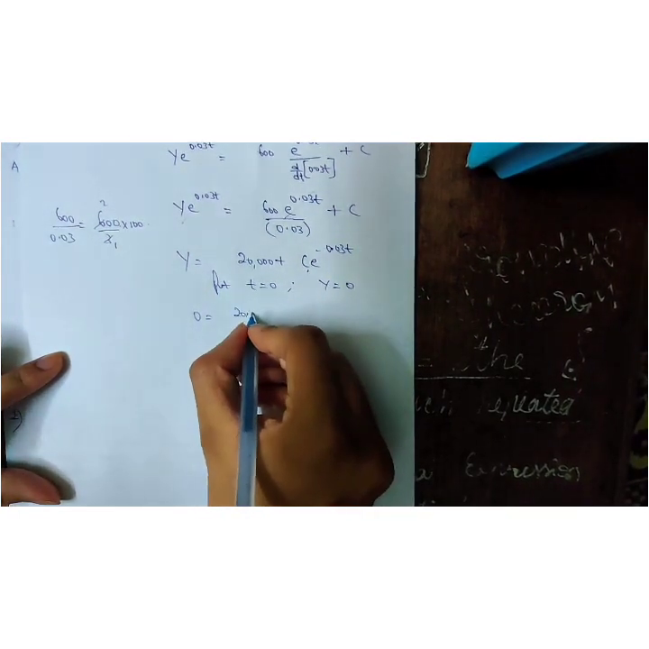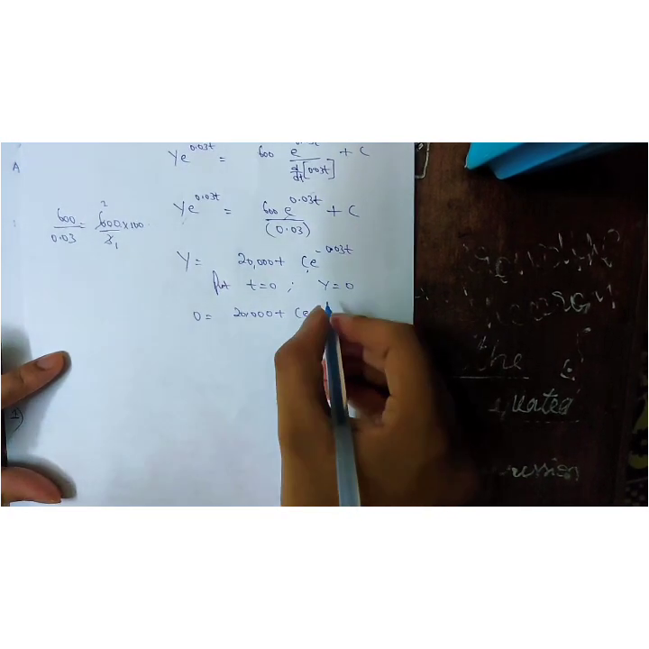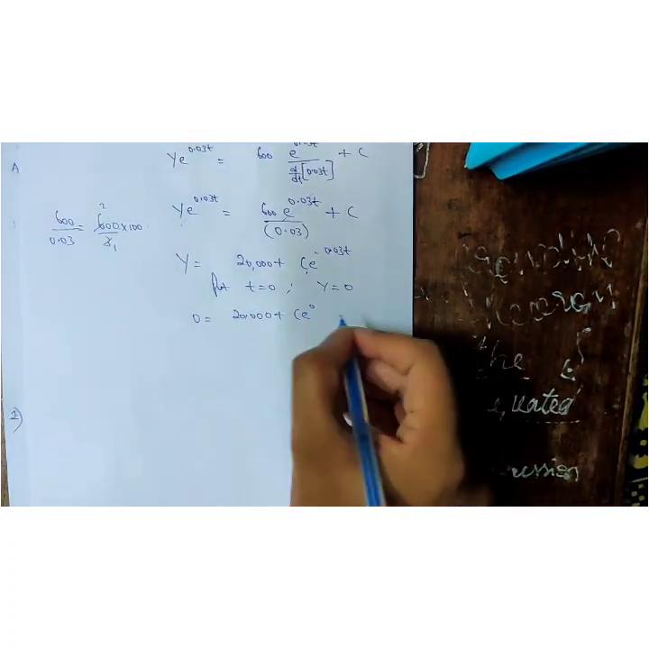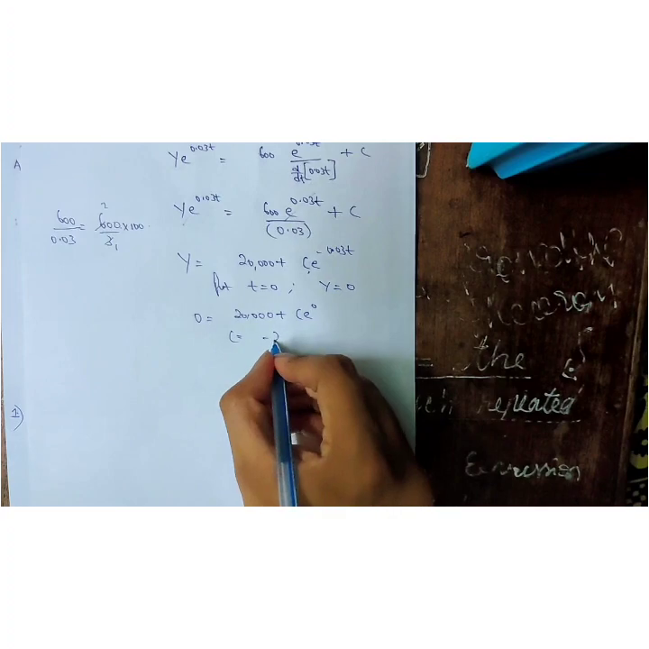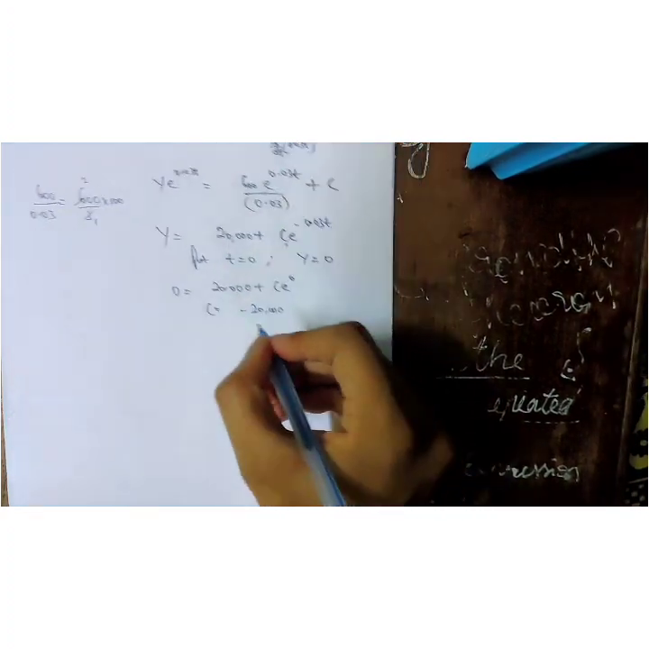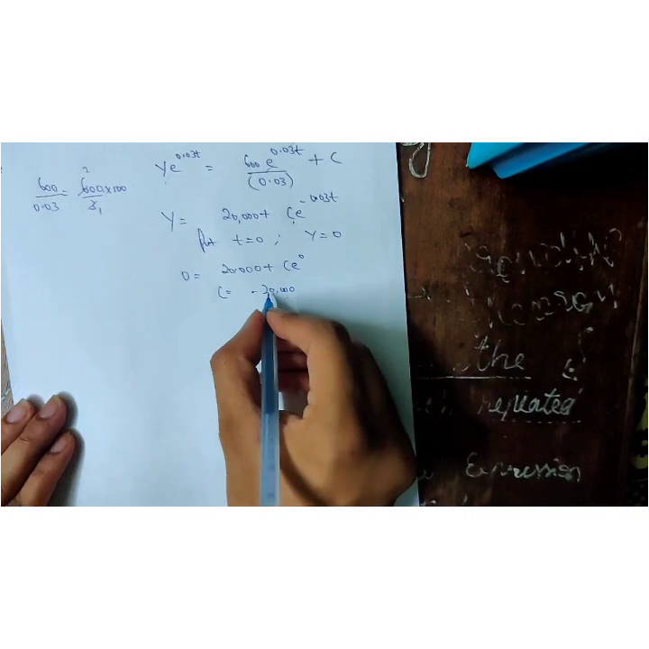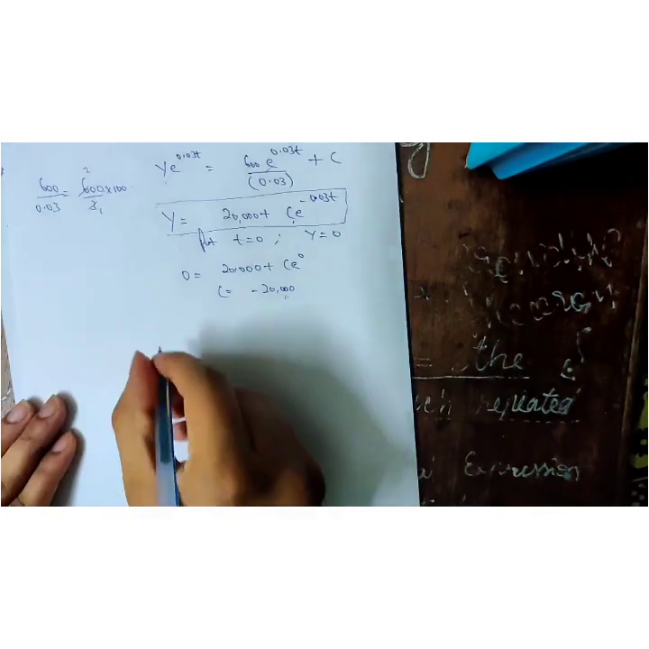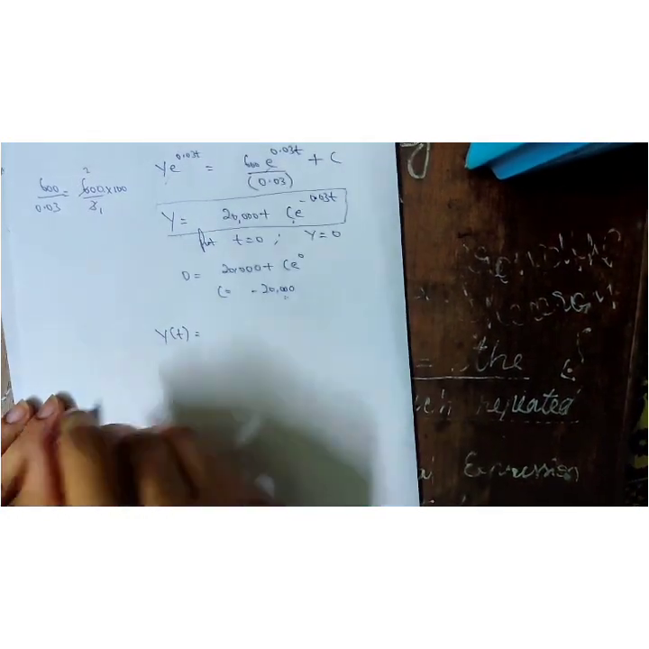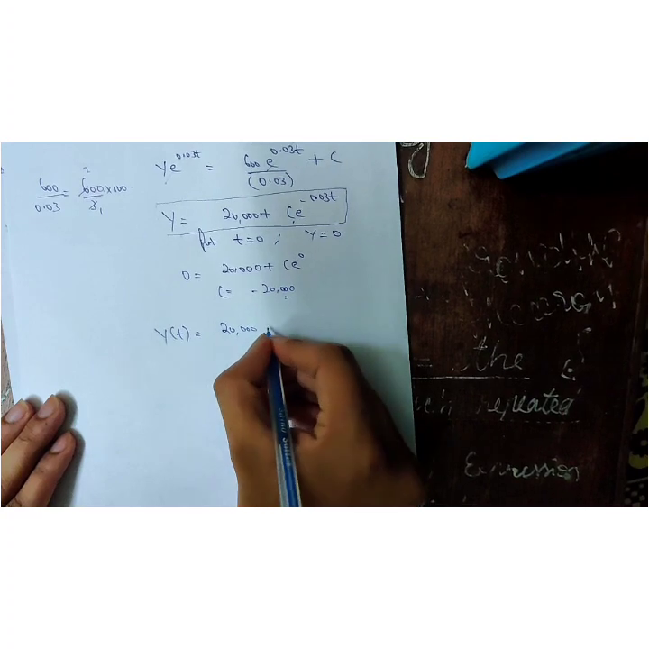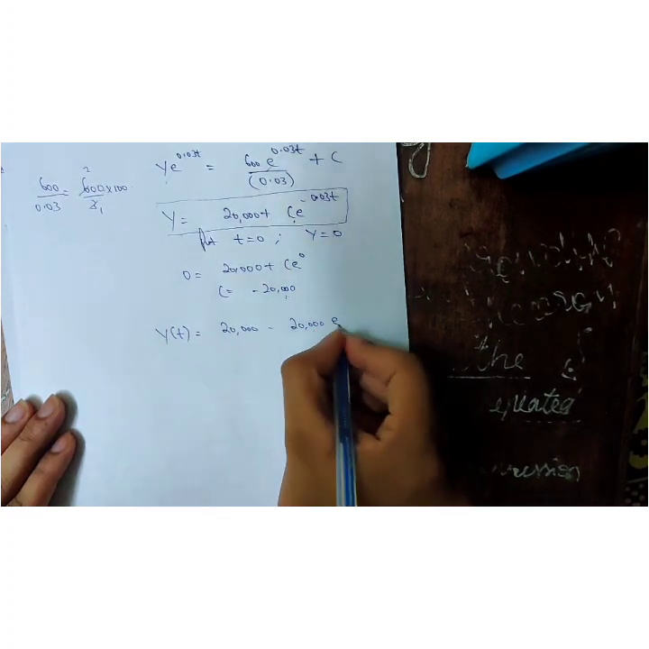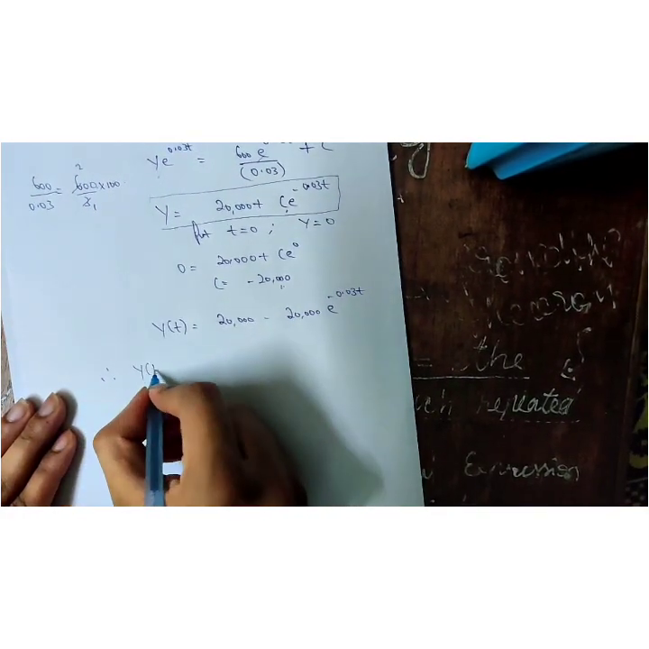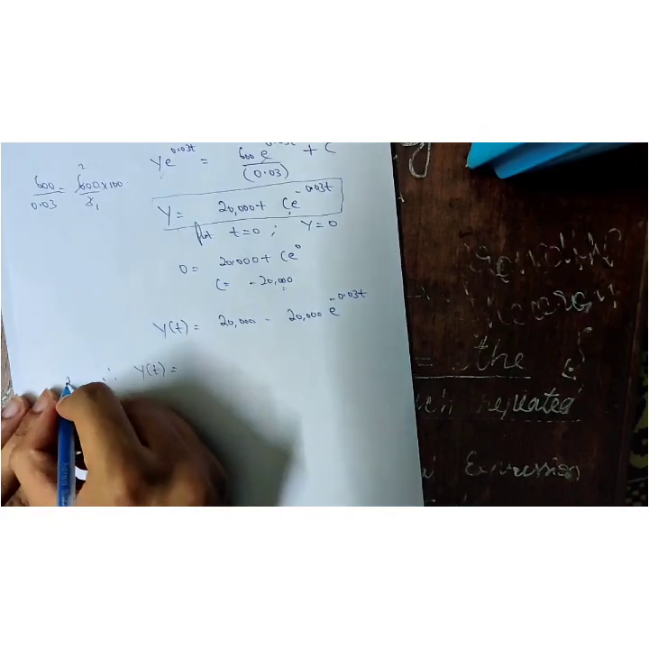So 0 is equal to 20,000 plus c into e to the power of minus 0.03 into 0. What is e power 0? Nothing but 1. So c is equal to minus 20,000. That is simple. Now put this value c is equal to minus 20,000 here in this equation, guys. We'll get y at any time t is equal to 20,000 minus 20,000 into e to the power of minus 0.03t.